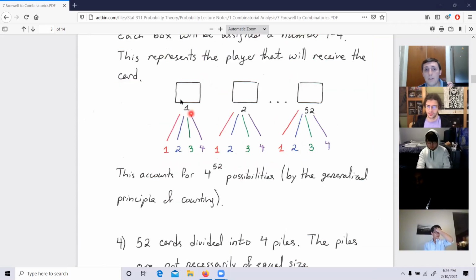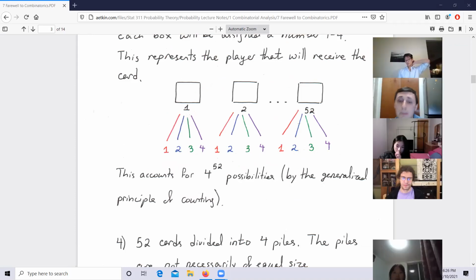In the previous case, it was a bit simple because I could just specify which card is taken by which person. But here, it's not distributed to people. You just have piles. Right, so that's a bit difficult. See if you can come up with an answer.